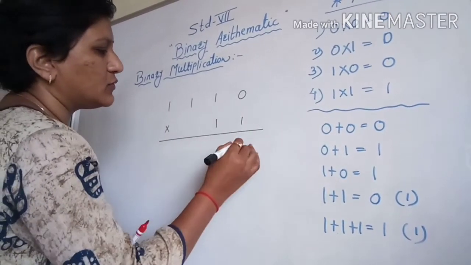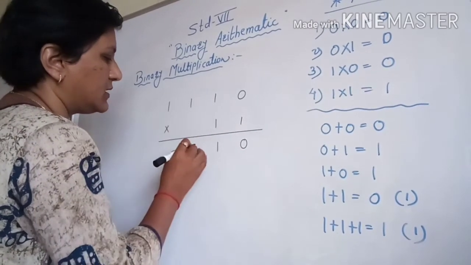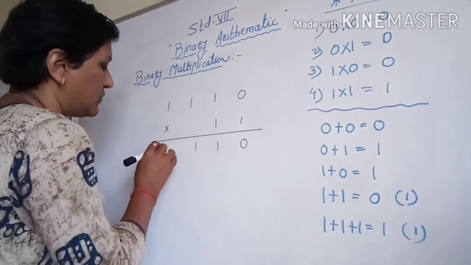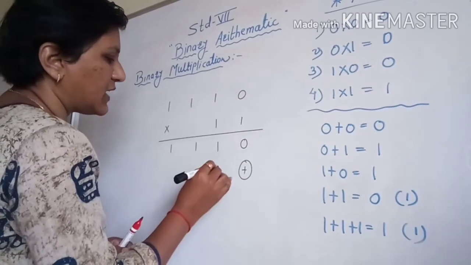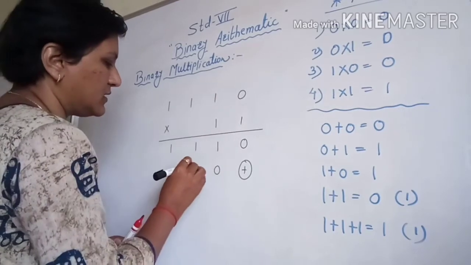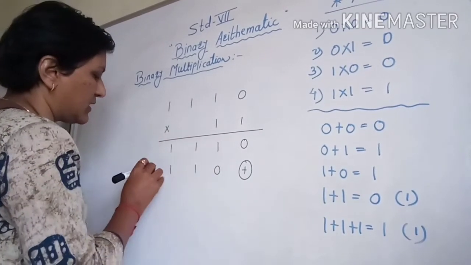1 into 0 will have the value 0. 1 into 1 will have the value 1. 1 into 1 will have the value 1. 1 into 1 will have the value 1. 1 into 0 will have the value 0. 1 into 1 value is 1. 1 into 1 value is 1, and 1 into 1 value is 1.